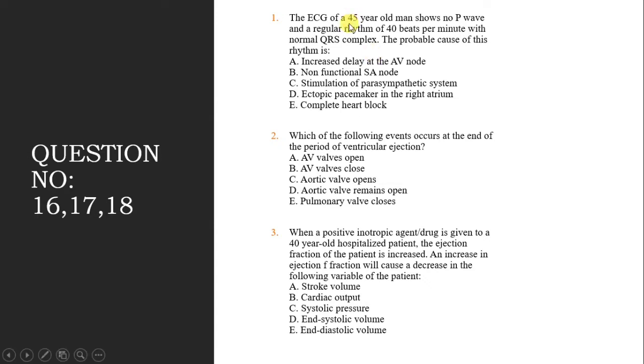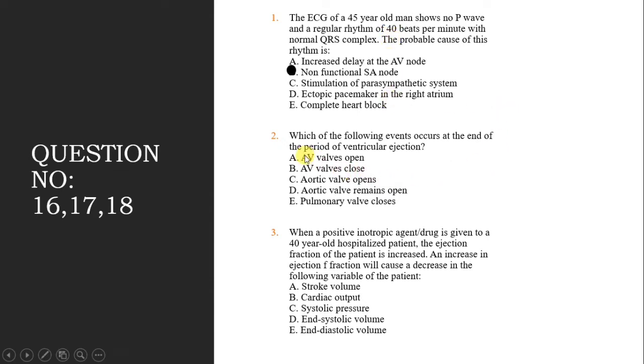We need to see what the P wave indicates in the ECG. The P wave indicates atrial systole or atrial contraction. So when there is no atrial contraction, and we note that the SA node is present in the wall of the right atrium, a non-functional SA node is the correct answer here. This causes no P wave, but there is a normal QRS complex. This is caused by the AV node, the rhythm produced by the AV node, which is equal to 40 beats per minute.